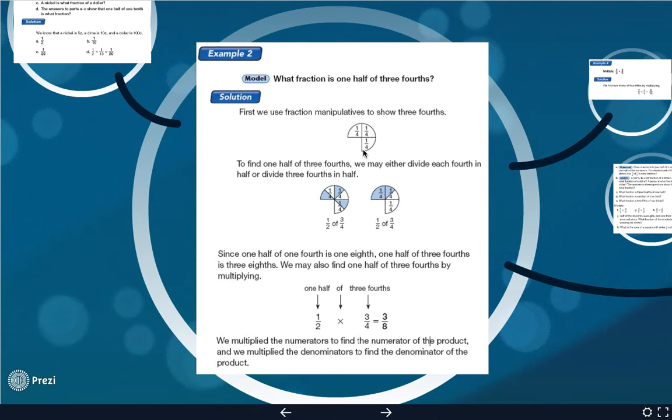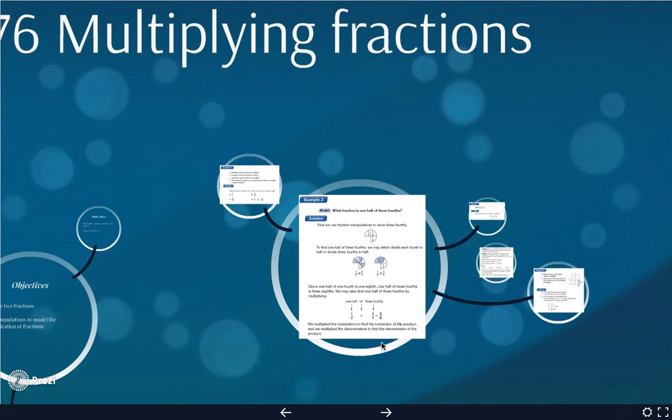If you move all the halves that you took from those 1/4 over, this is what you're going to have left over. What we're showing here is 1/2 times 3/4, and that's what is showing right here. 1/2 times 3/4: 1 times 3 is 3, 2 times 4 is 8. So 3/8 is our answer.